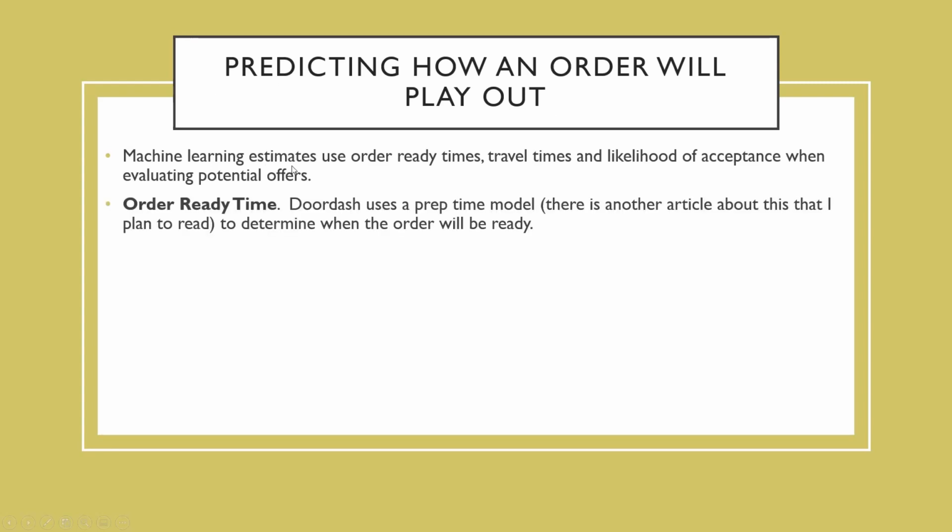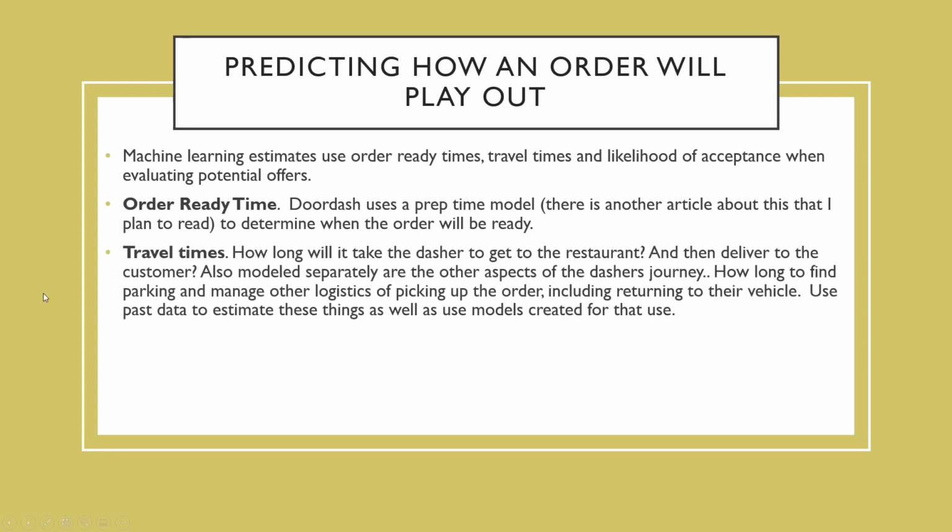Order ready time. DoorDash uses a prep time model. There's another article about this that I plan to read, but to determine when the order will be ready. I always thought that the restaurants told them when it was going to be ready, but I guess they're using this other algorithm that they've created. Travel times. How long will it take the dasher to get to the restaurant and then deliver to the customer? Also modeled separately are other aspects of the dasher's journey. How long to find parking and manage the other logistics of picking up the order, including returning to their vehicle. They use past data for each dasher to estimate these things, as well as use models created for that use.